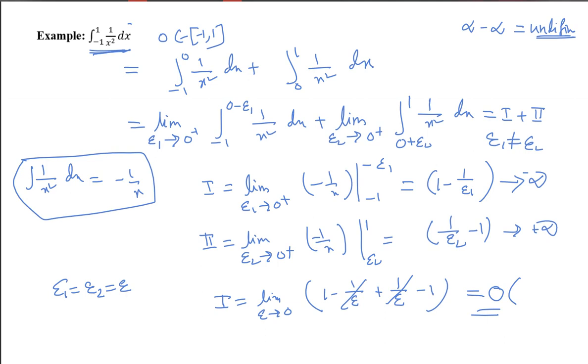Yes, the first limit, which one? I'm getting 1 by epsilon 1, minus 1 by epsilon naught. I'm also getting the same: 1 by epsilon 1 minus 1 by epsilon 2, minus 1.